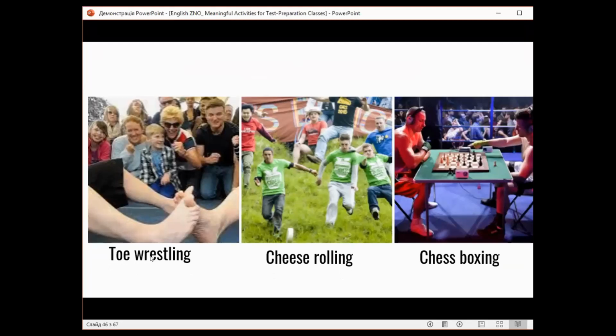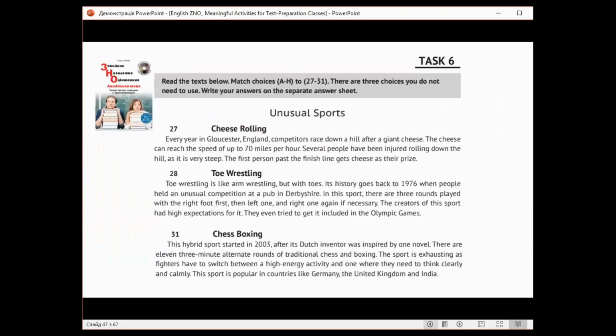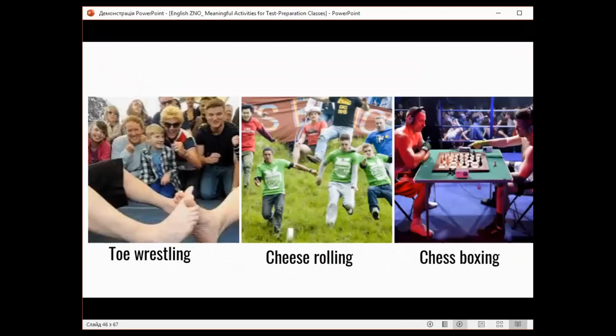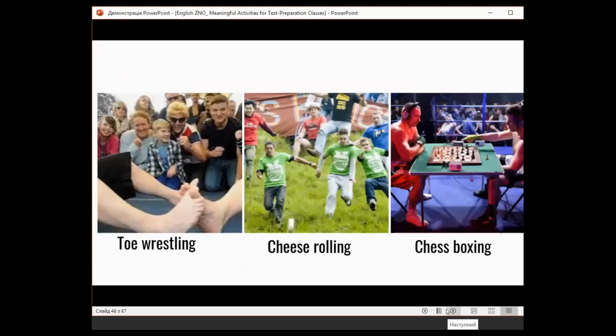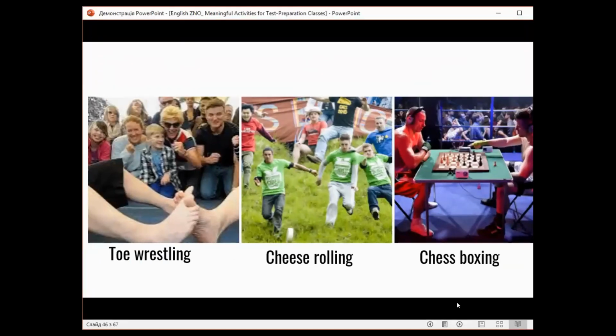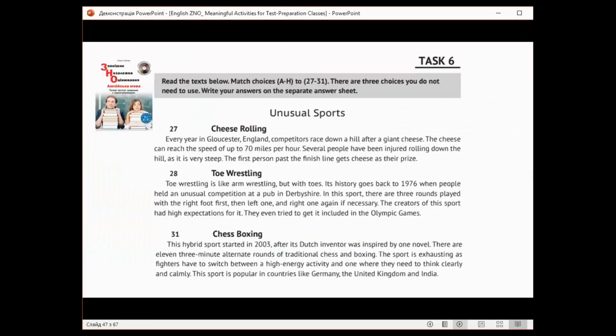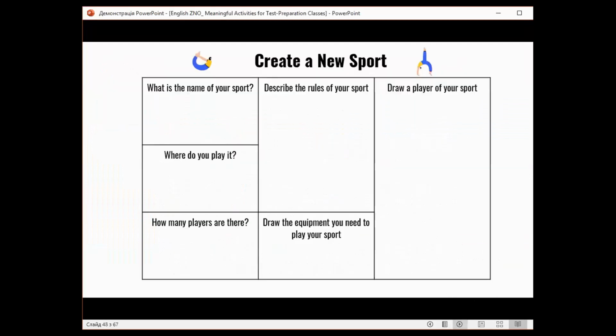The first one is toe wrestling, the second cheese rolling, the third cheese boxing. So before your students read the text on these sports, you show them the pictures, you again create this information gap where they have to critically analyze the pictures, maybe describe the pictures to you, what do they see there, and then they read the text and find out whether their guesses were correct or not.